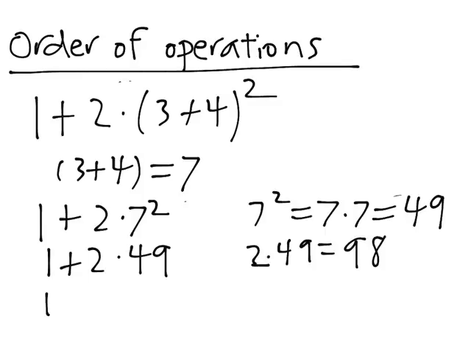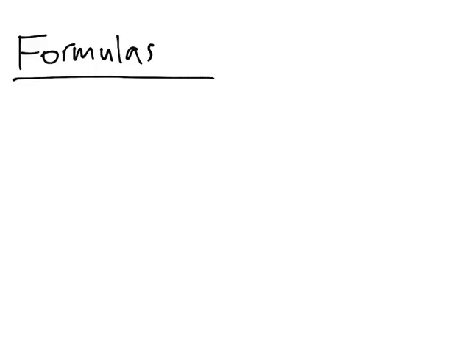So this gives us 1 plus 98. And finally, all we have to do is addition. So 1 plus 98 is 99. And that's it. Finally, a formula is a mathematical equation which relates multiple variables in a particular situation.